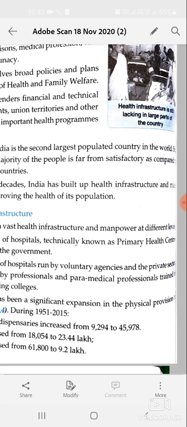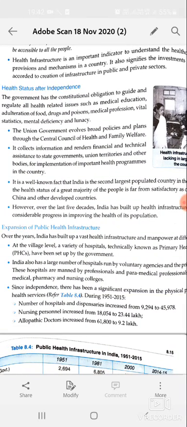India also has a large number of hospitals run by voluntary agencies and the private sector. These hospitals are manned by professional and paramedical professionals trained in medical, pharmacy, and nursing colleges. Doctors, nurses, and pharmacists are produced in educational institutions. Since independence, there has been a significant expansion of physical provision of health services during 1951 to 2015.